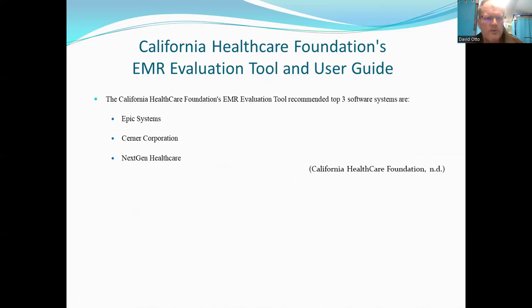According to the California Healthcare Foundation's EMR Evaluation Tool User Guide, there were a bunch of these software systems listed. Again, I completed this assignment prior to the change, so I kept this resource, but I also included other resources that were listed in the new instructions for this assignment. The three systems that I chose to evaluate were Epic Systems, Cerner Corporation, and NextGen Healthcare.